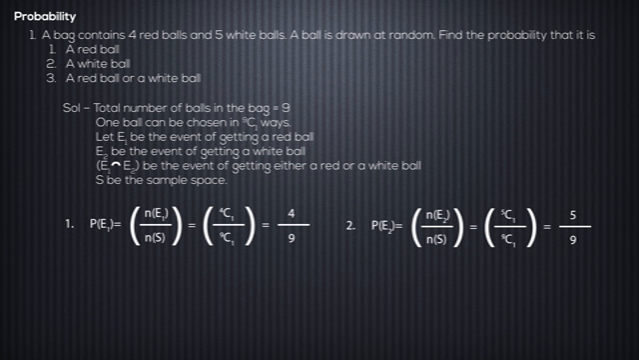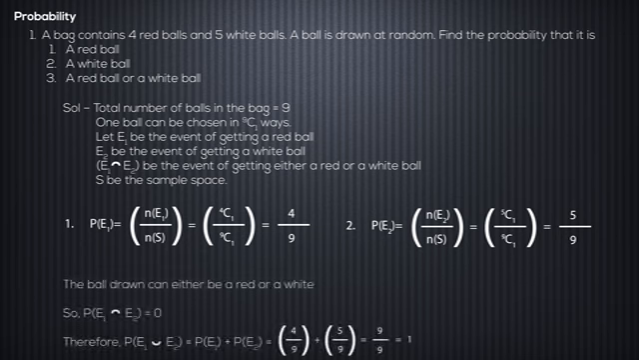One ball can be chosen in 9 C1 ways. Let E1 be the event of getting a red ball and E2 be the event of getting a white ball. Therefore, E1 or E2 is the event of getting either a red or a white ball. Let S be the sample space. Then, probability of drawing a red ball is derived to be 4 by 9 and is as shown on the screen. Probability of drawing a white ball is derived to be 5 by 9 and is as shown on the screen.